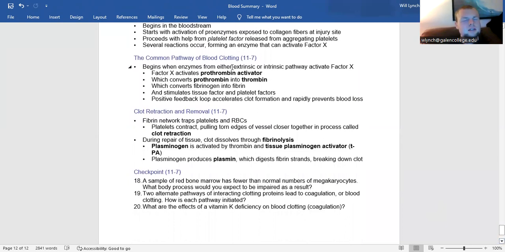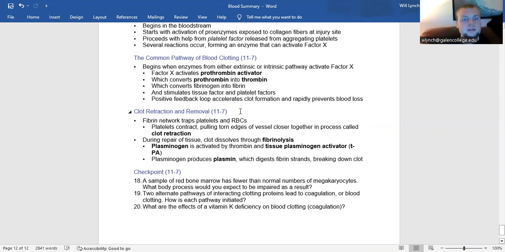Factor 10 is going to activate several different factors here. We have prothrombin activator. Prothrombin activator is an enzyme that's going to convert prothrombin into thrombin. Thrombin is then going to work on fibrinogen to convert fibrinogen into fibrin. And we also have stimulation of tissue factors and platelet factors. This is going to be a positive feedback loop, and it's going to keep feeding back on itself until we get clot formation that's closing the entirety of the wound area.